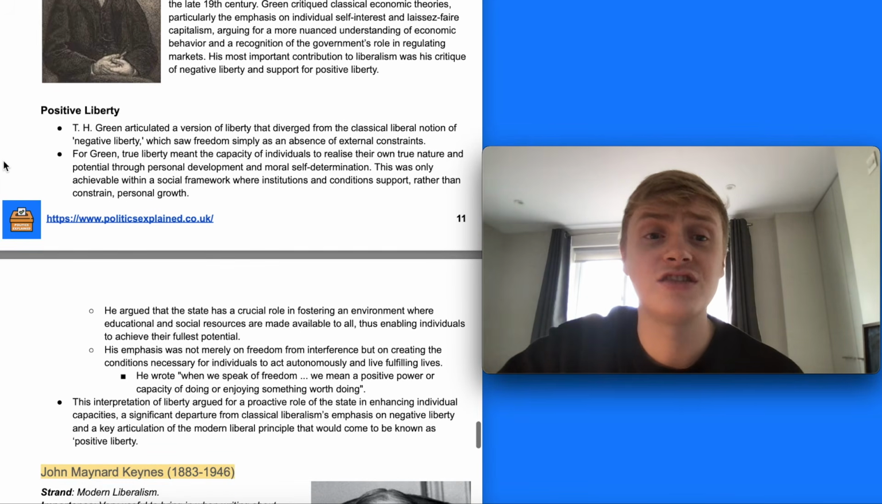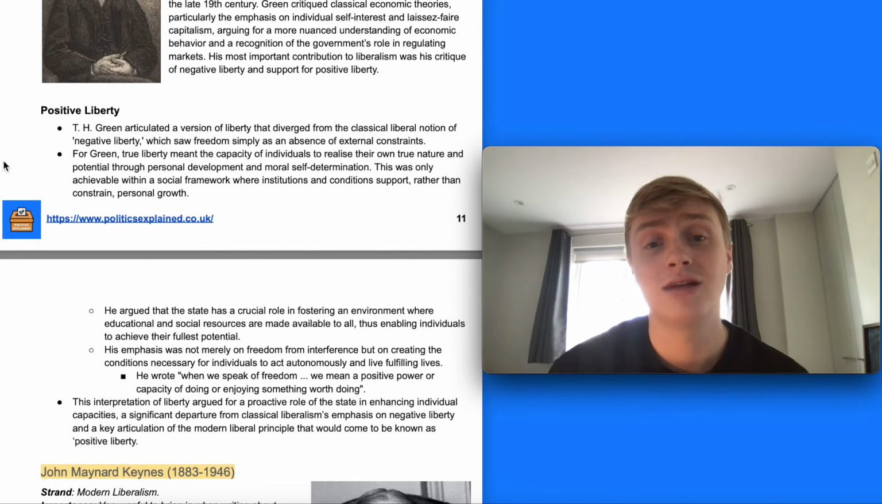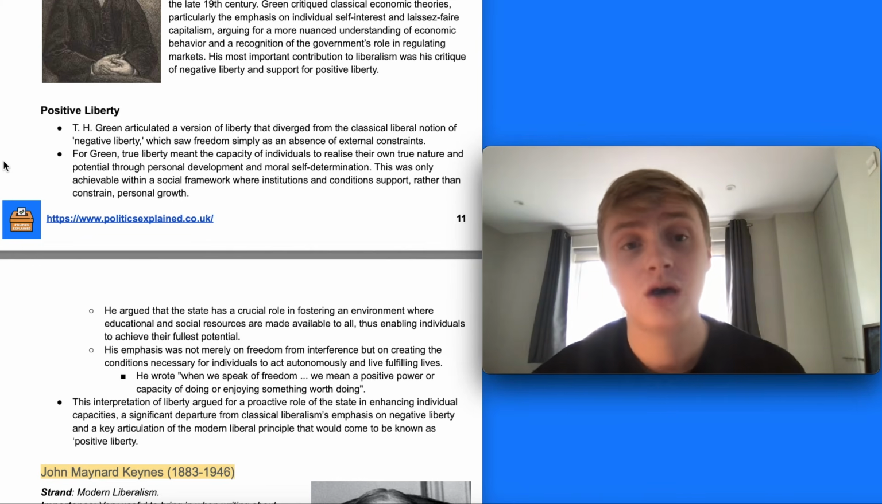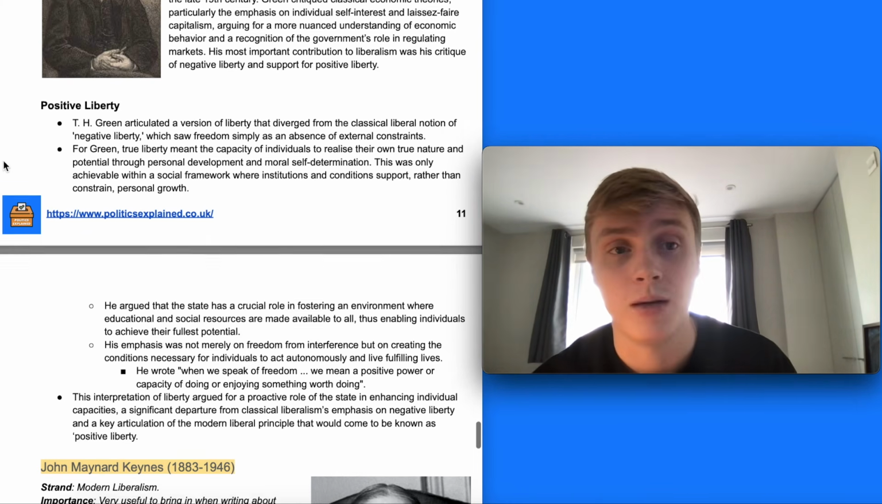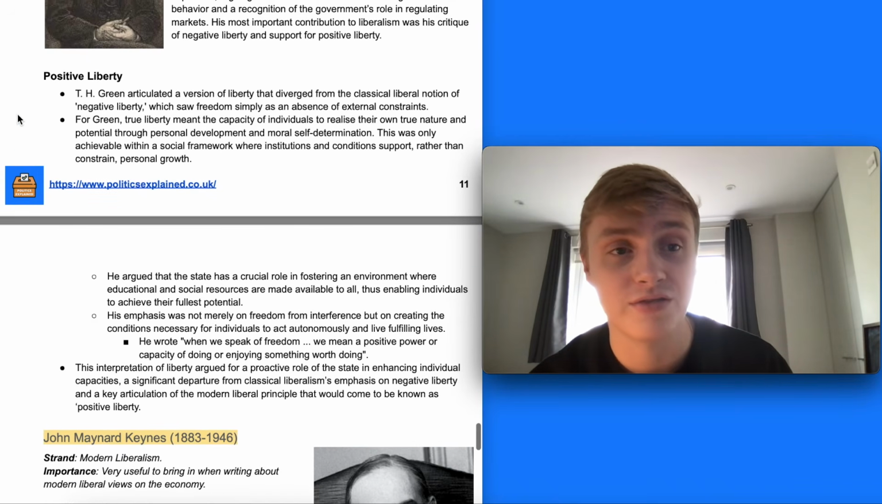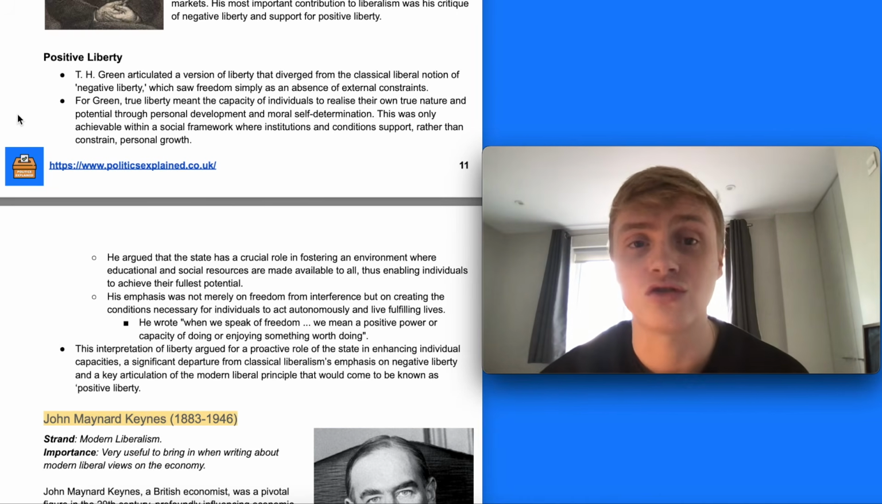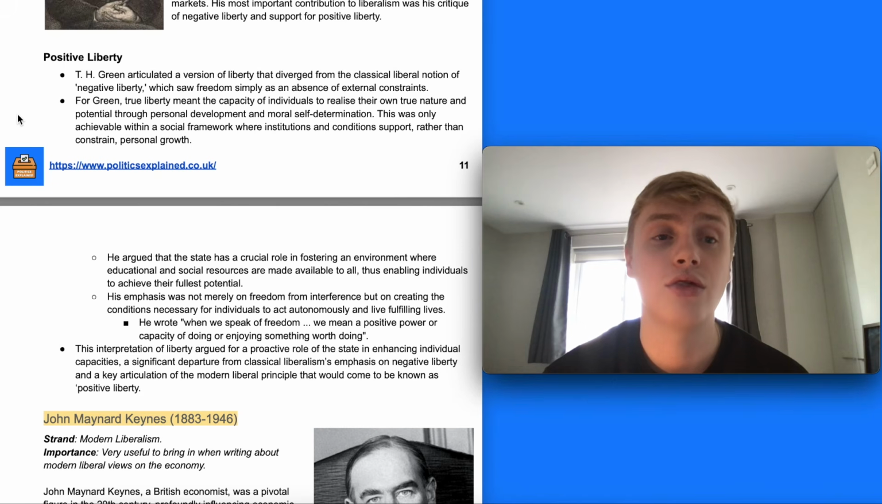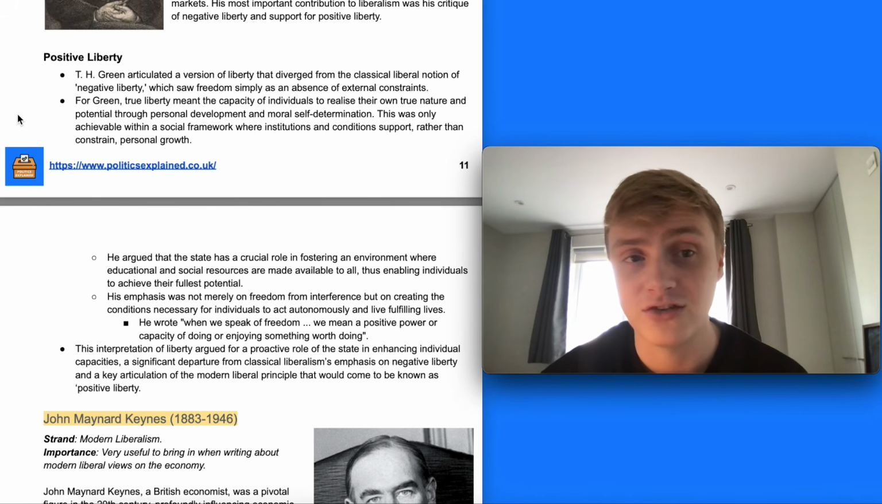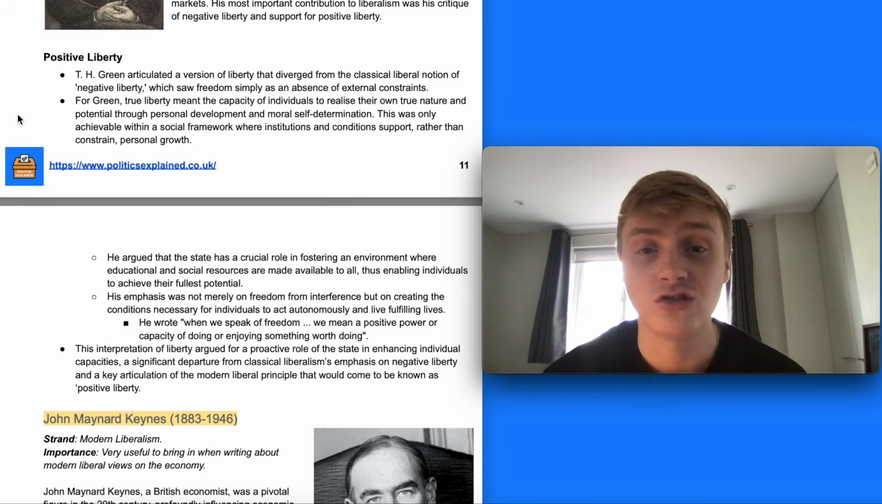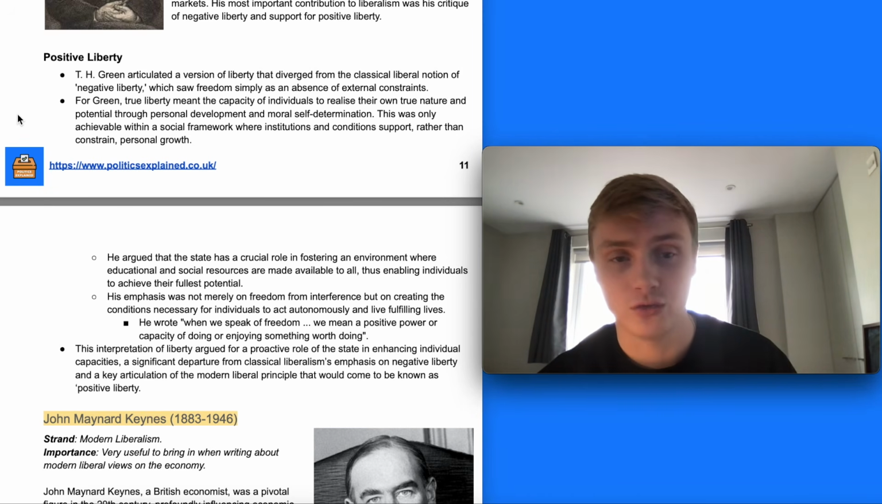So he articulated a vision of liberty that diverged from classical liberals' notion of negative liberty, which saw freedom simply as the absence of external constraint or interference. For Green, true liberty meant the capacity of individuals to realise their own true nature and potential through personal development and moral self-determination. And this was only achievable within a social framework where institutions and conditions support rather than constrain personal growth.